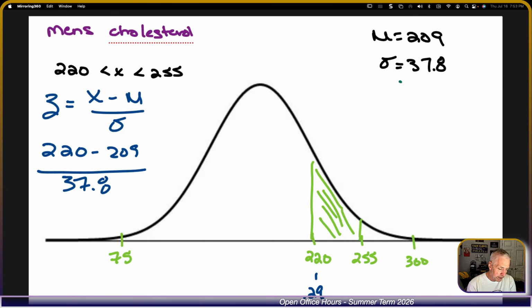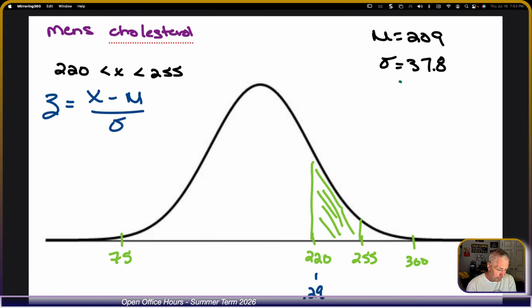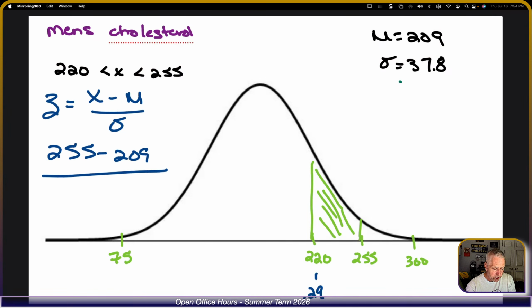Now I'm going to erase off this first set of data, and I'm going to work with the second one here, which is 255. So I've got 255, subtract the mean of 209, divided by 37.8, which is the standard deviation, and I'll get the second z-score that I need in order to find the area between these two points. 255 subtract 209 equals, divided by 37.8 gives me 1.22. So I get 1.22 here, and now I can erase all this off.